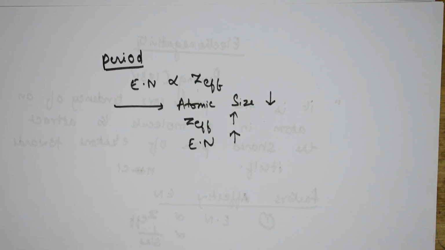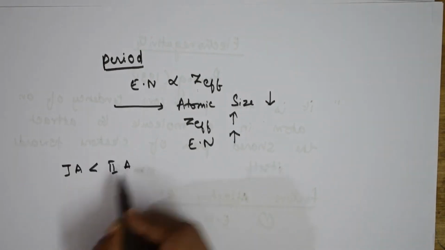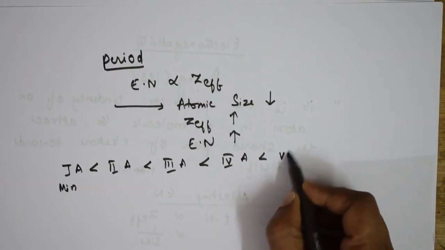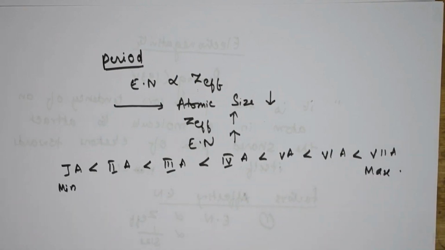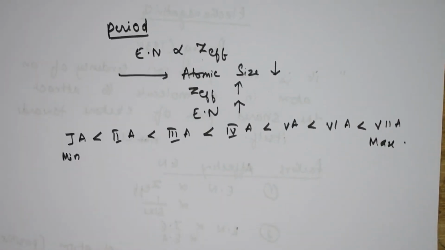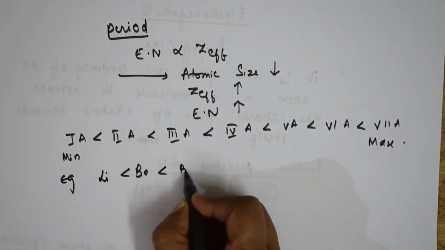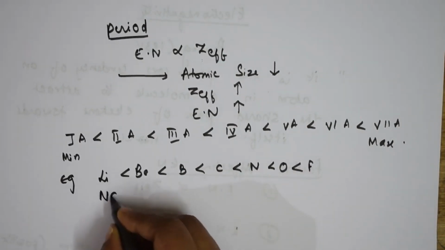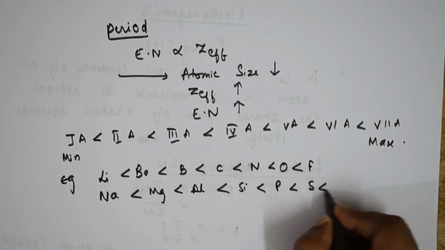Let's start. Suppose I have to take the order for the first element in any period. So 1A is less than 2A, this is the minimum value, less than 3A, less than 4A, less than 5A, less than 6A, less than 7A. This is maximum. Suppose I take an example: lithium, less than beryllium, less than boron, less than carbon, less than nitrogen, less than oxygen, less than fluorine. In terms of sodium, less than magnesium, less than aluminium, next is silicon, phosphorus, sulfur, chlorine.